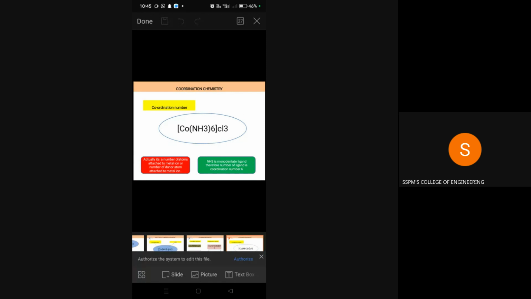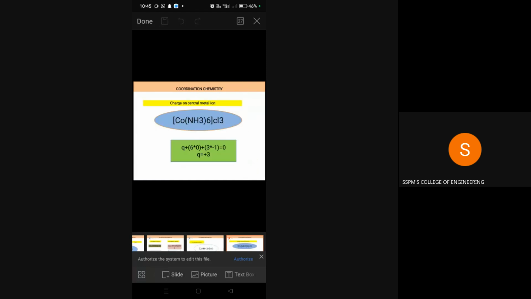Cl3 चं इथं आपल्याला रोल काहीच नाही आहे, because Cl3 is a counter ion, so it is not considered in coordination number. Next is the charge on the central metal ion. So charge and oxidation state both are the same.